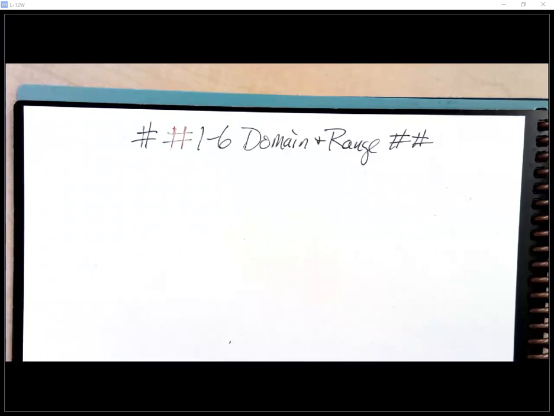Domain is, go ahead, Sam. Is it like X values? Yeah, it's basically if you have a relation, right? So that relationship between two variables, usually X and Y, the domain is literally just all the X values. So if you have a set of ordered pairs and you wanted to list the domain, you literally just pull all the X values from that list of ordered pairs.